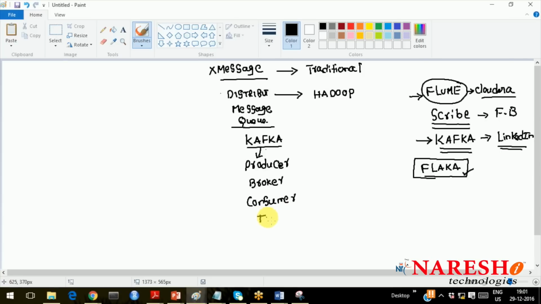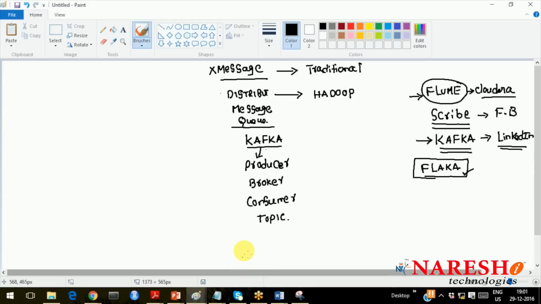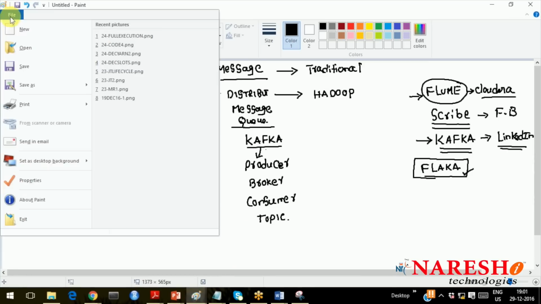These are the things you have to know, then only you will understand the total framework of Kafka. So in our example, let's show you. The guy who generates the data, that is called a producer. But to understand properly, let me talk about all these things. So let's talk about the terminology in Kafka.